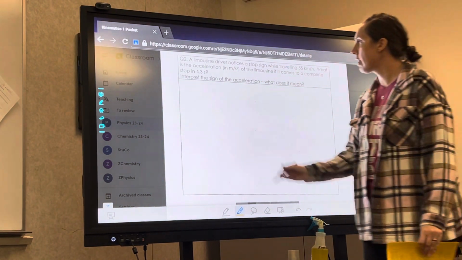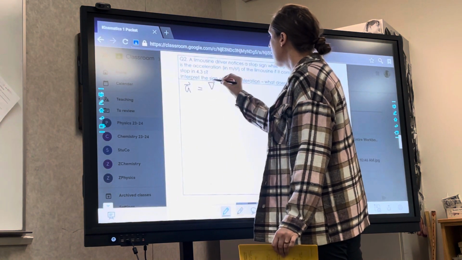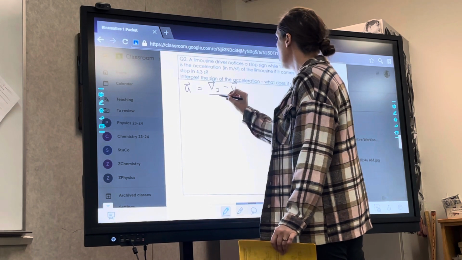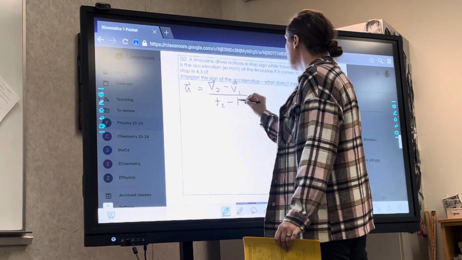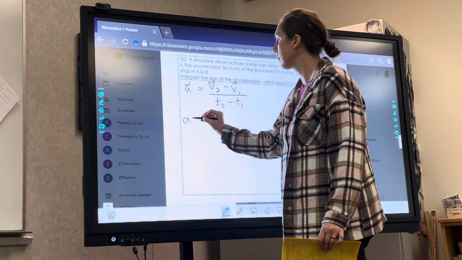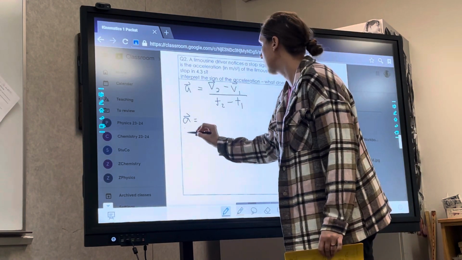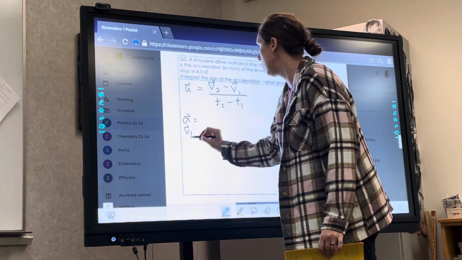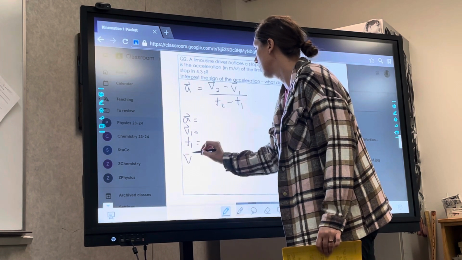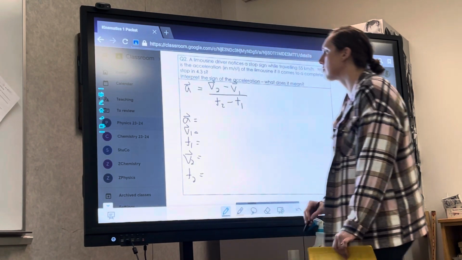Okay, so ready? Acceleration is final velocity minus initial velocity over final time minus initial time. Okay, what are all my V1, T1, V2, T2? Okay, so there are all my unknowns.